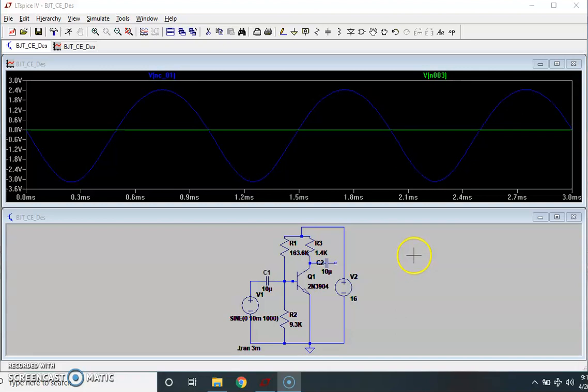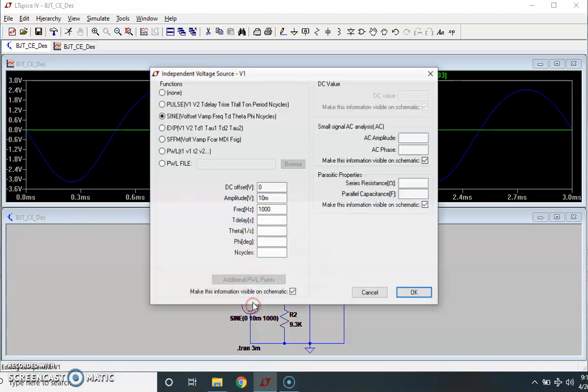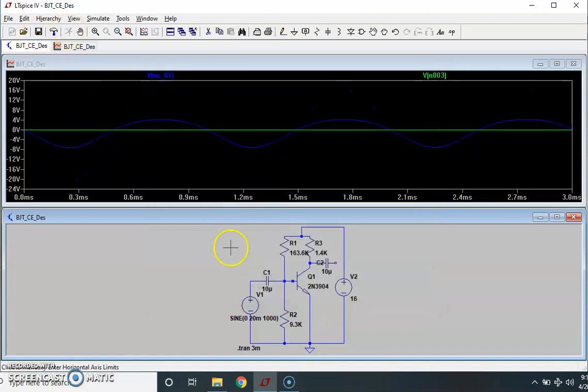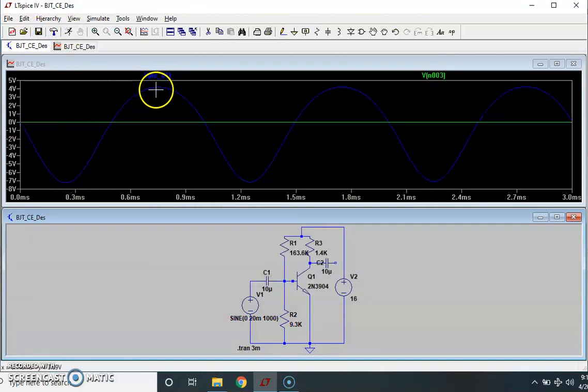How about the verification of the maximum undistorted swing? So let's increase this further. For example, taking 20, we can see it's also amplifying this much, 20 millivolt input signal, but the nonlinearity is coming at this side, right? VCE increases when the VBE decreases, IC decreases, VCE increases. So it means it is going into the nonlinear region, going towards 0.5, from 0.7 to 0.5, right? But not clipping so far, right?